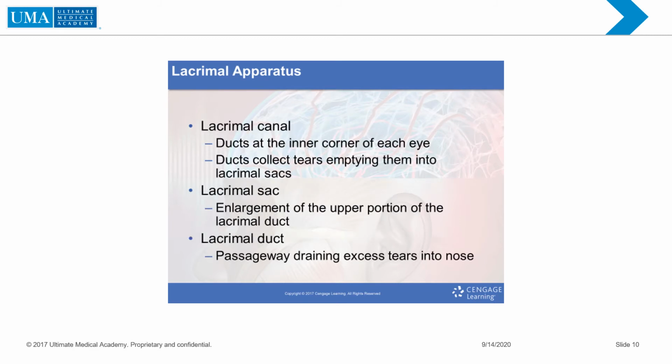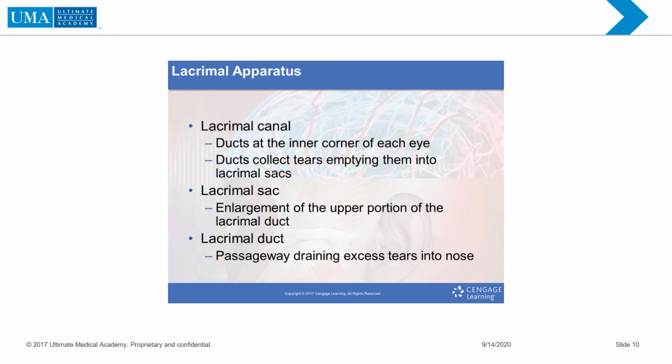Now, how are our tears actually transported? This consists of lacrimal canals, the sac itself, as well as the lacrimal duct. The lacrimal canal consists of a duct at the inner corner of each eye. These ducts collect the tears and then empty them back into the lacrimal sacs. Crying would be the overflowing of tears from the lacrimal canals.